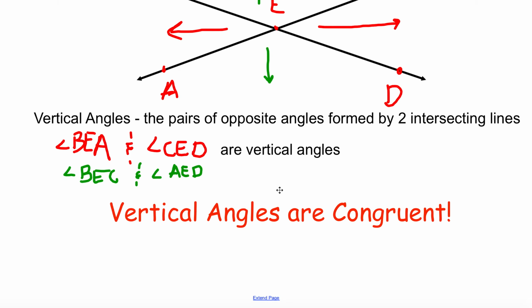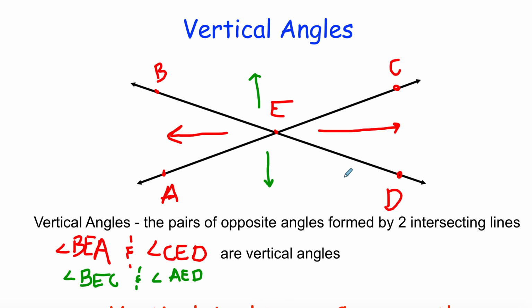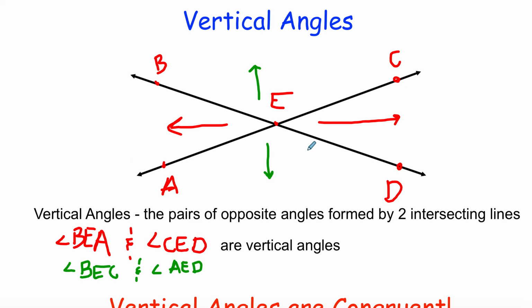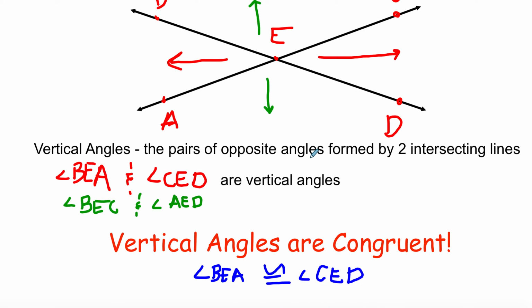So we could also write congruency statements. Angle BEA is congruent to angle CED. And we could do the same for angle BEC and angle AED, but we're not going to. Okay, so vertical angles are congruent. So it tells us a lot. We know a lot about this picture right now.